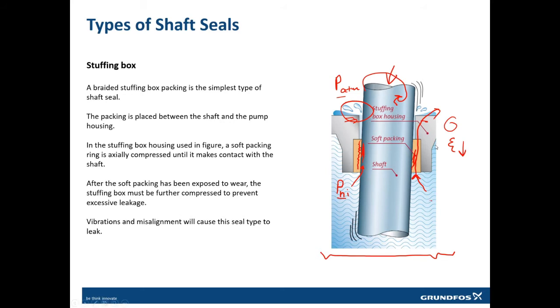One thing to see here is that the stuffing box can absorb some misalignment, although it will become damaged very quickly. It can absorb some misalignment, but the wear and tear will be here. So vibration and misalignment will cause the shaft seal to leak.